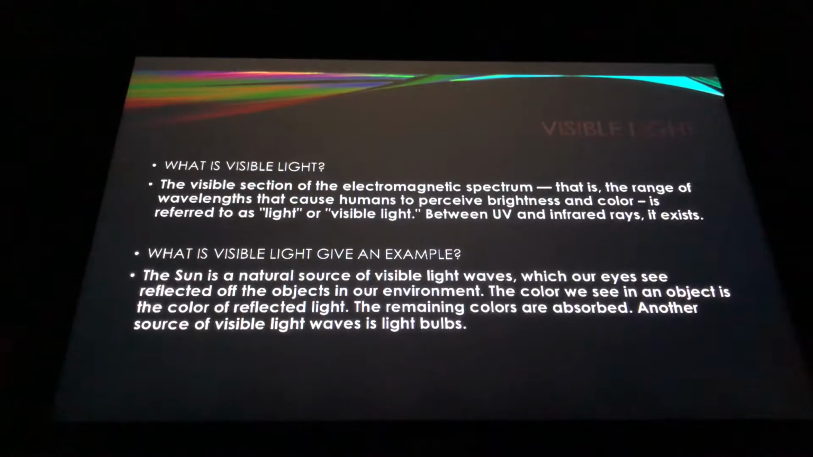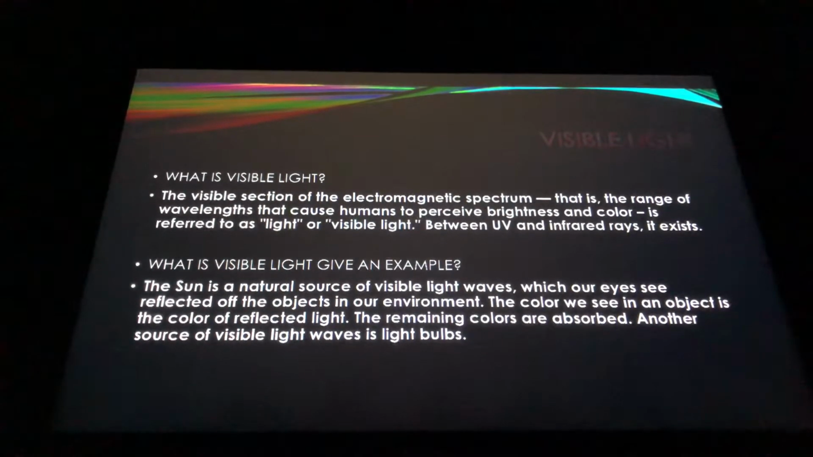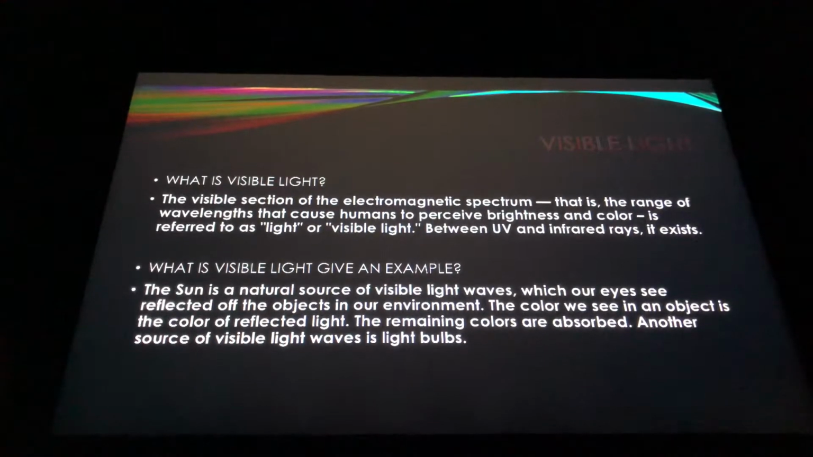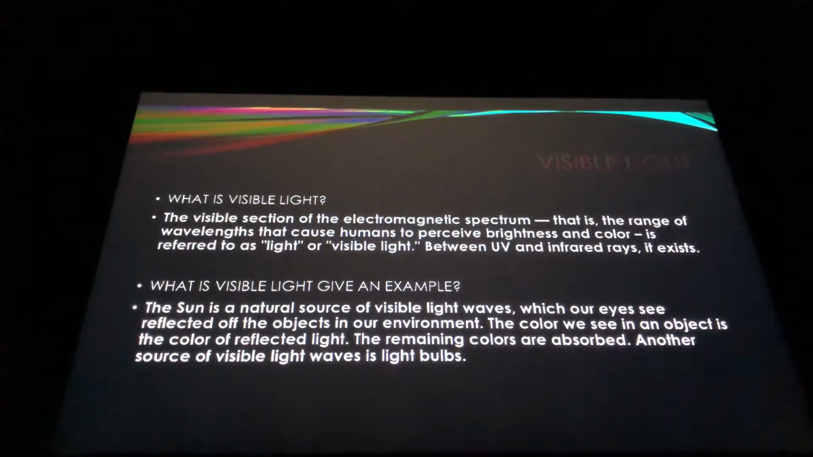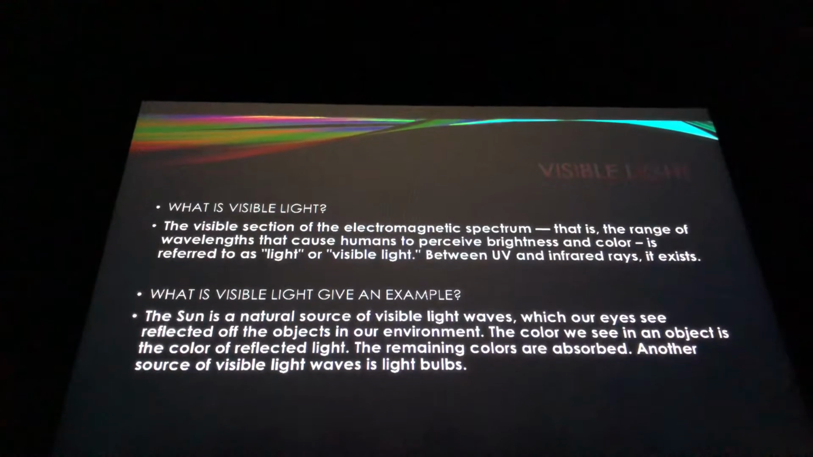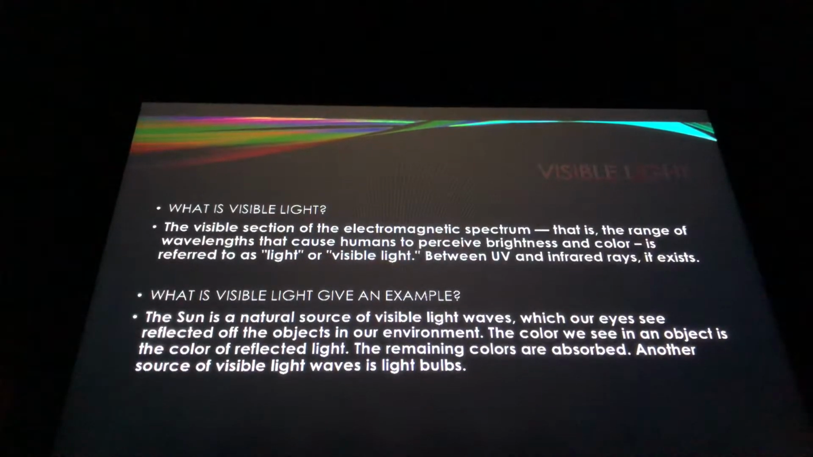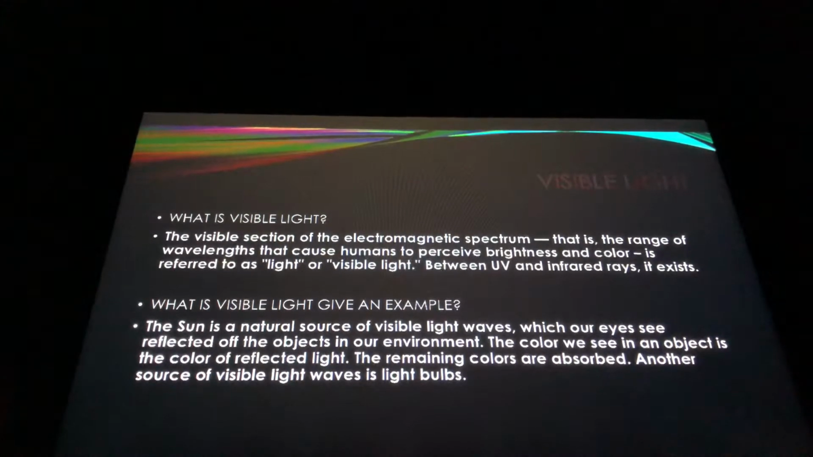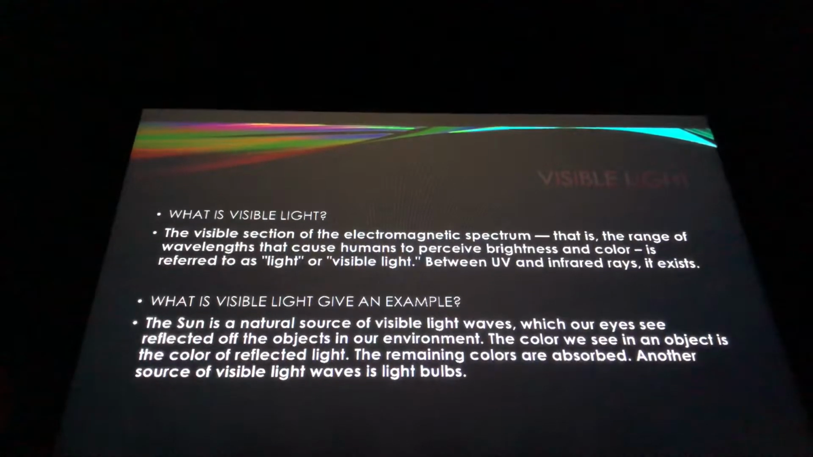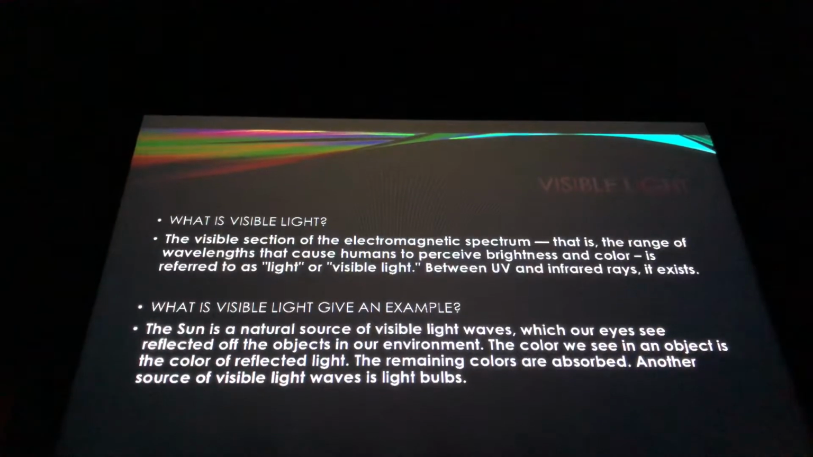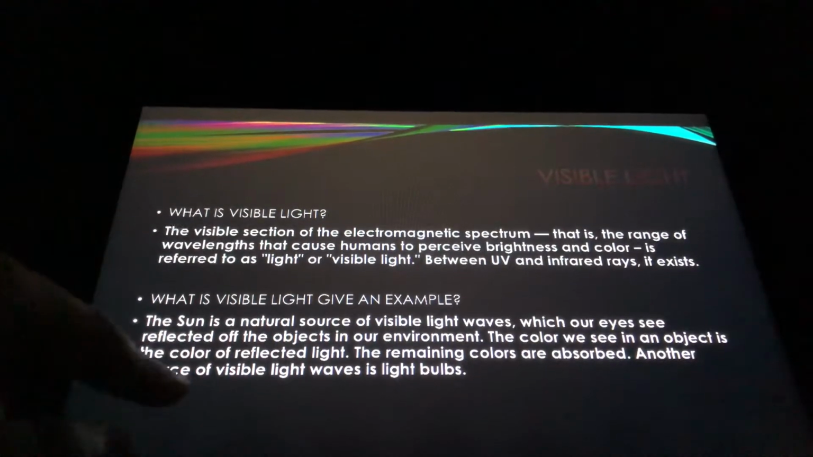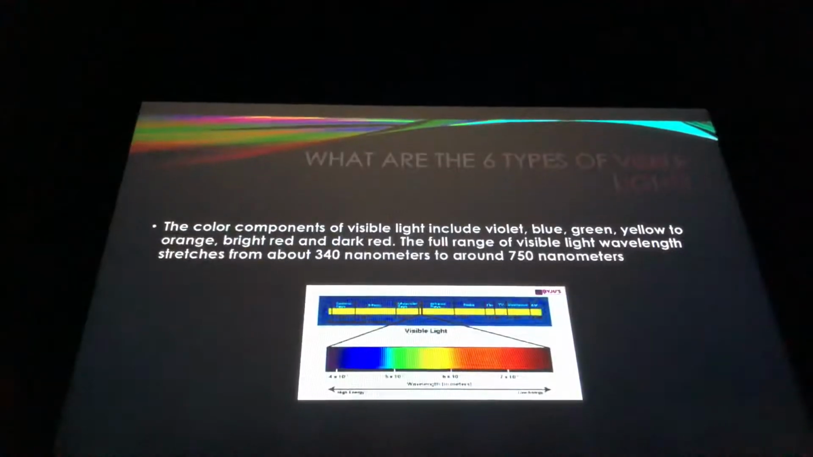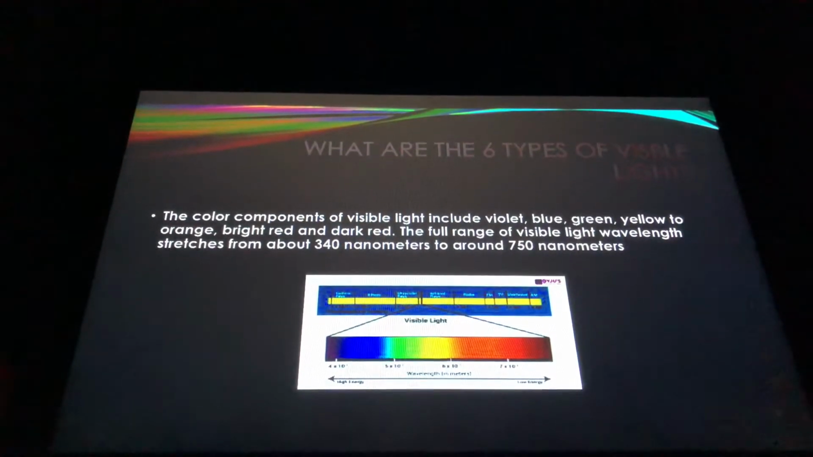What is visible light? For example, the sun is a natural source of visible light waves, which our eyes see reflected off the objects in our environment. The color we see in an object is the color of reflected light. The remaining colors are absorbed. Another source of visible light waves is light bulbs.